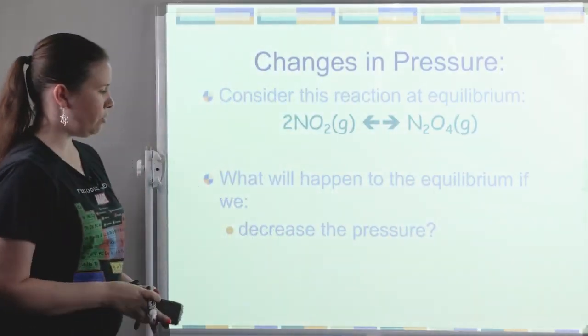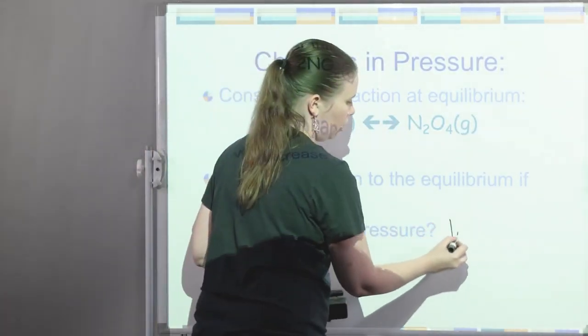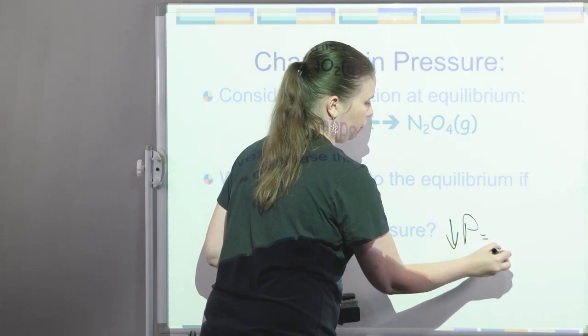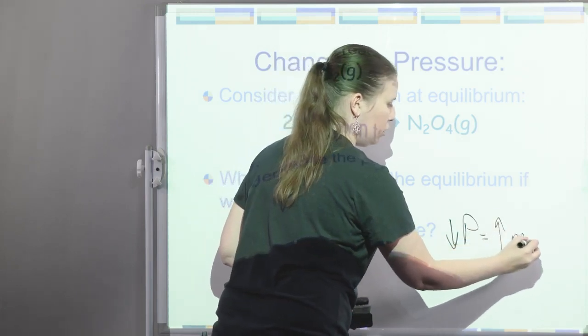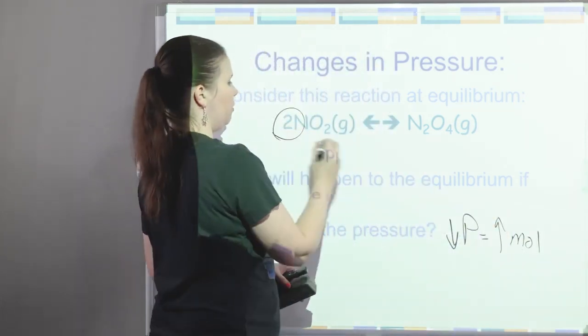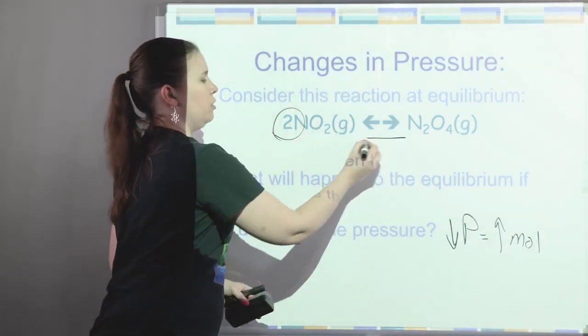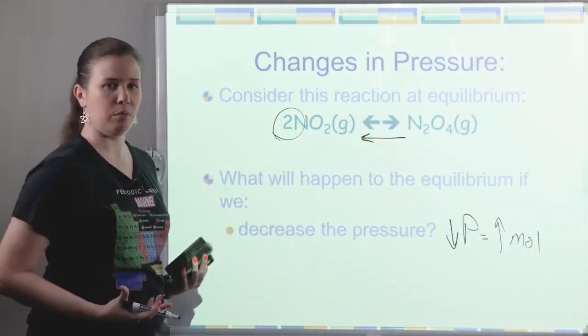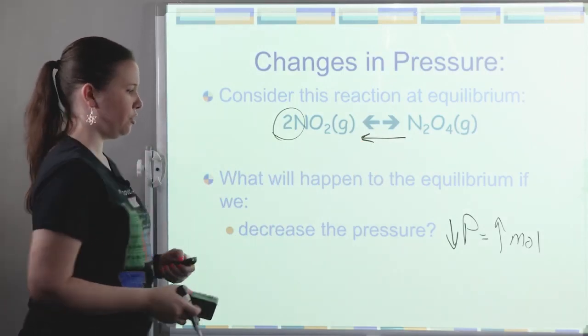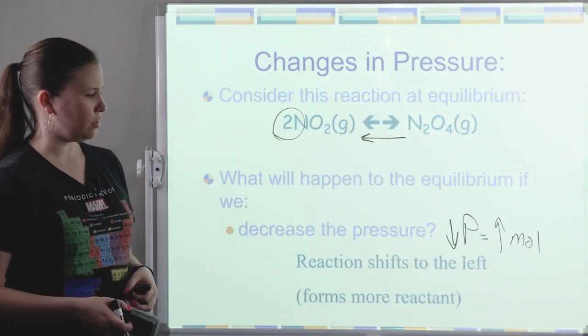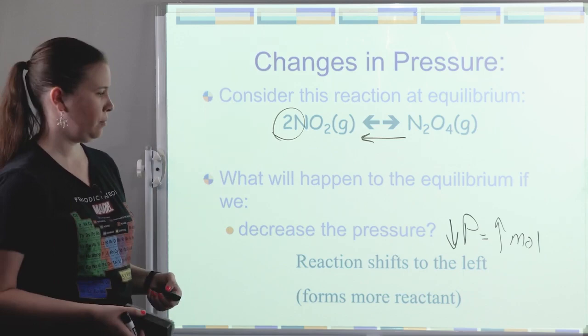Now if I decrease the pressure, at a lower pressure, I want the part that has more moles. So I would favor the side that has 2 moles over the side that only has 1 mole. So that reaction favored would then be the reverse reaction, or a shift to the left. So that's going to form more reactant.